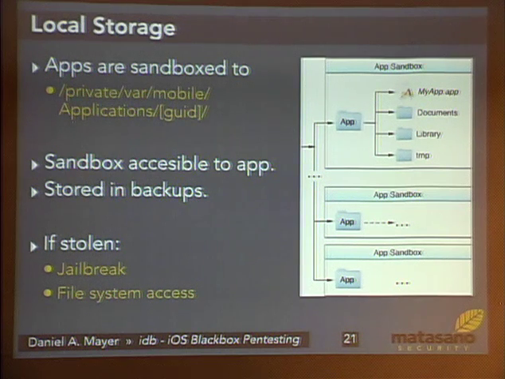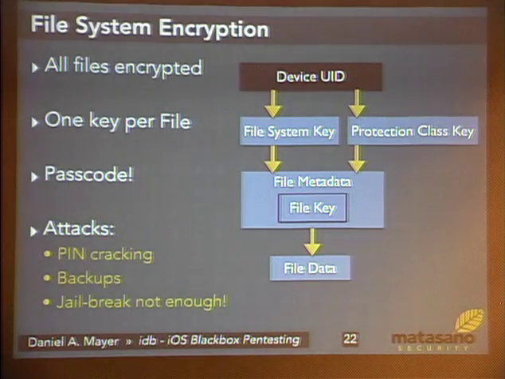But it's also stored in backups. So if you back up your iPhone or iDevice and you don't encrypt it, any malware on your desktop can just get anything which is on the mobile device as well. And since this happens automatically in iTunes, most of you will probably have that on your desktops. And if somebody steals the device, they can just jailbreak it and they get access to the entire file system. So those are the two major ways you can probably get to data on the device.